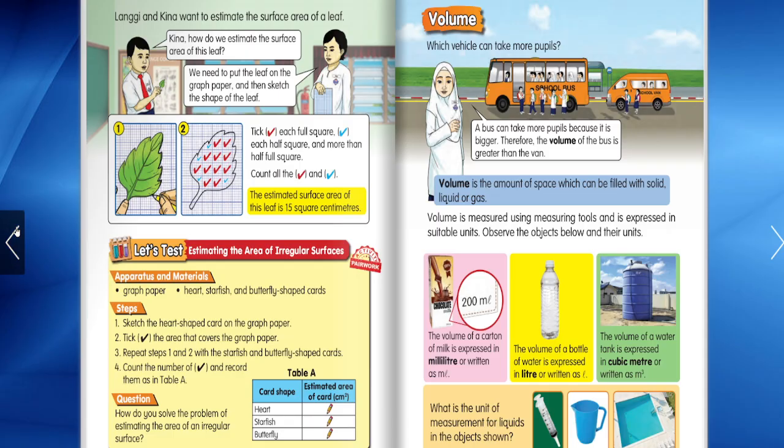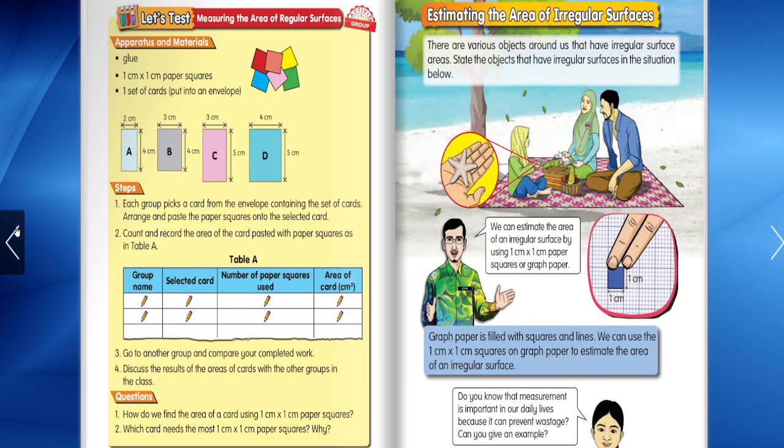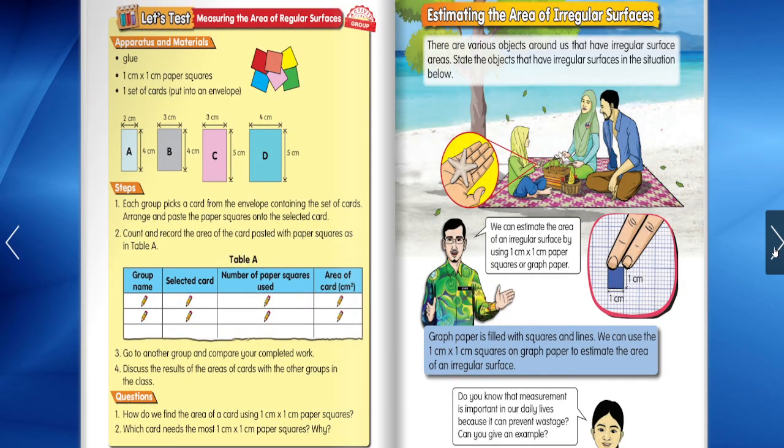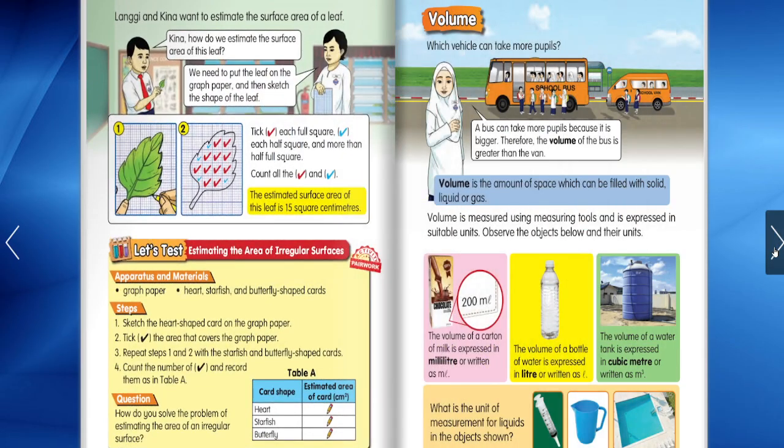What units do we use for area? Square units, like square centimeter. And for volume, it's cubic units. Good.